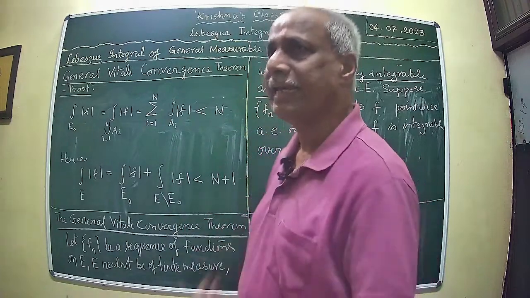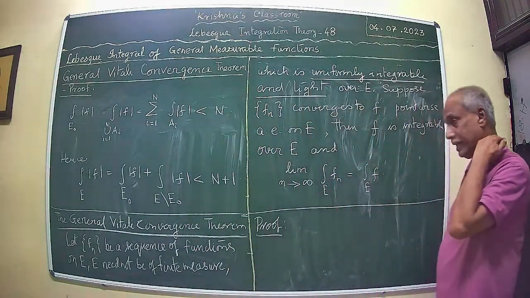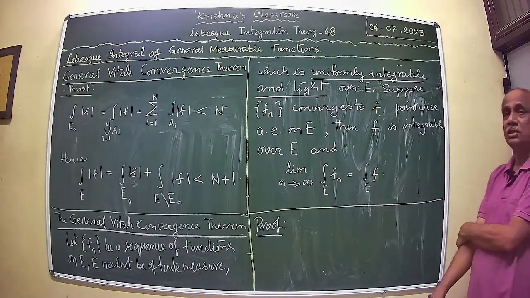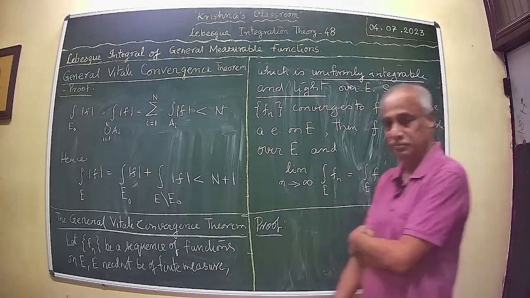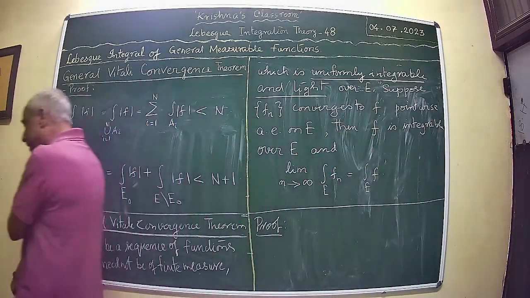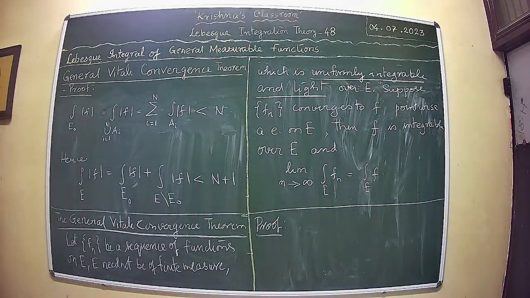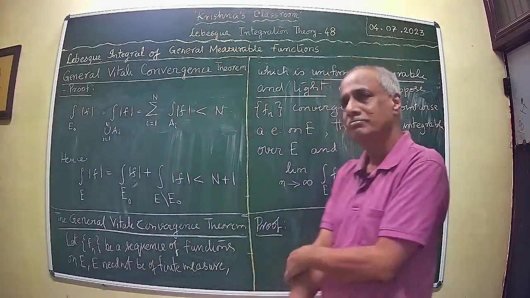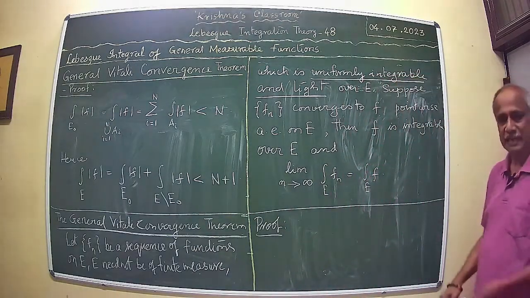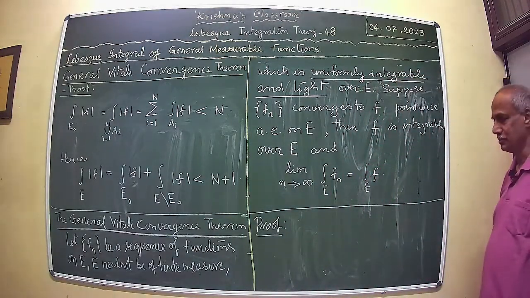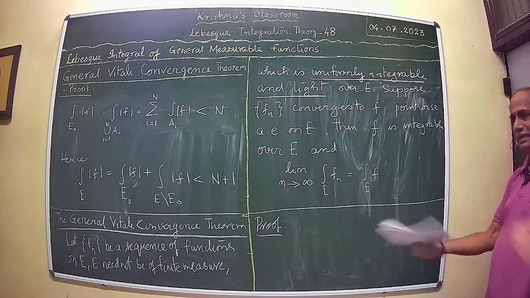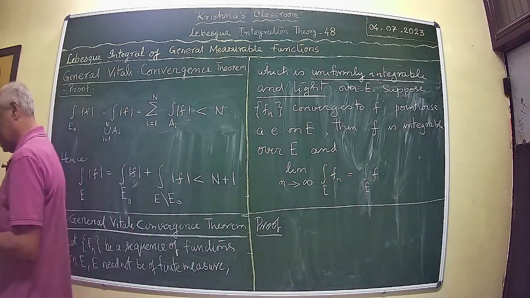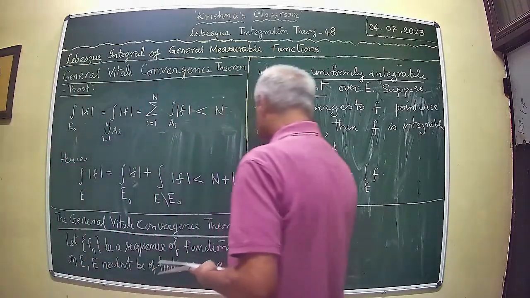And on E naught, you see that the sequence of functions is uniformly integrable, and since the measure of E naught is finite, you can use the standard Vitali's theorem. Now combine the two results, and then you come to the conclusion. Okay, let us look at this.